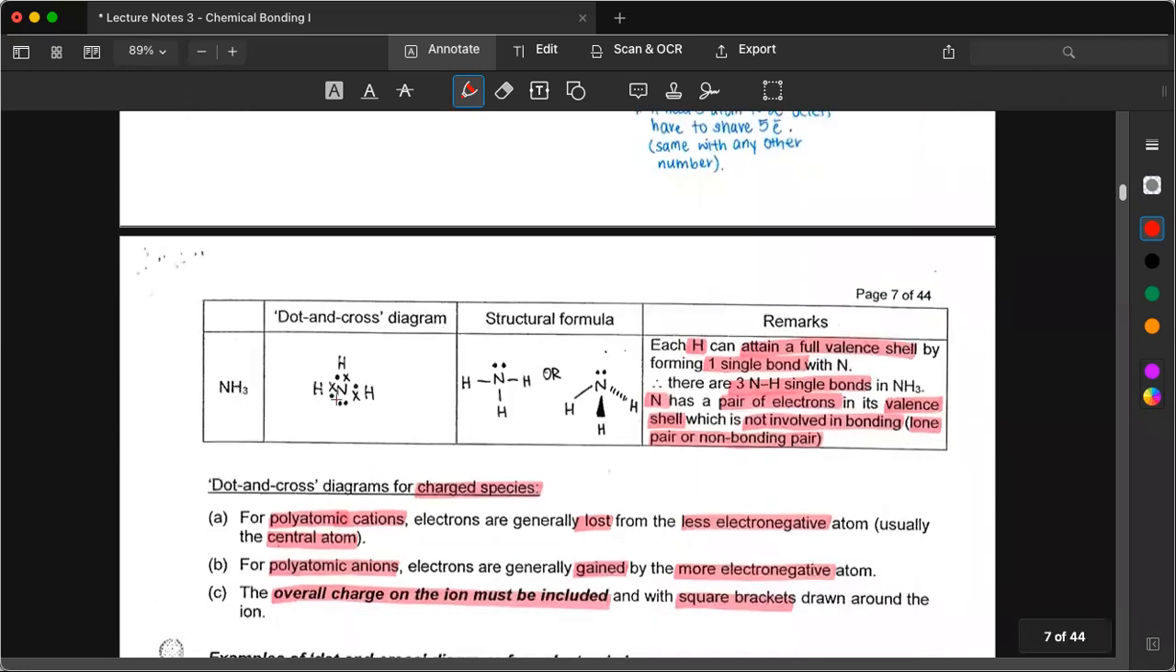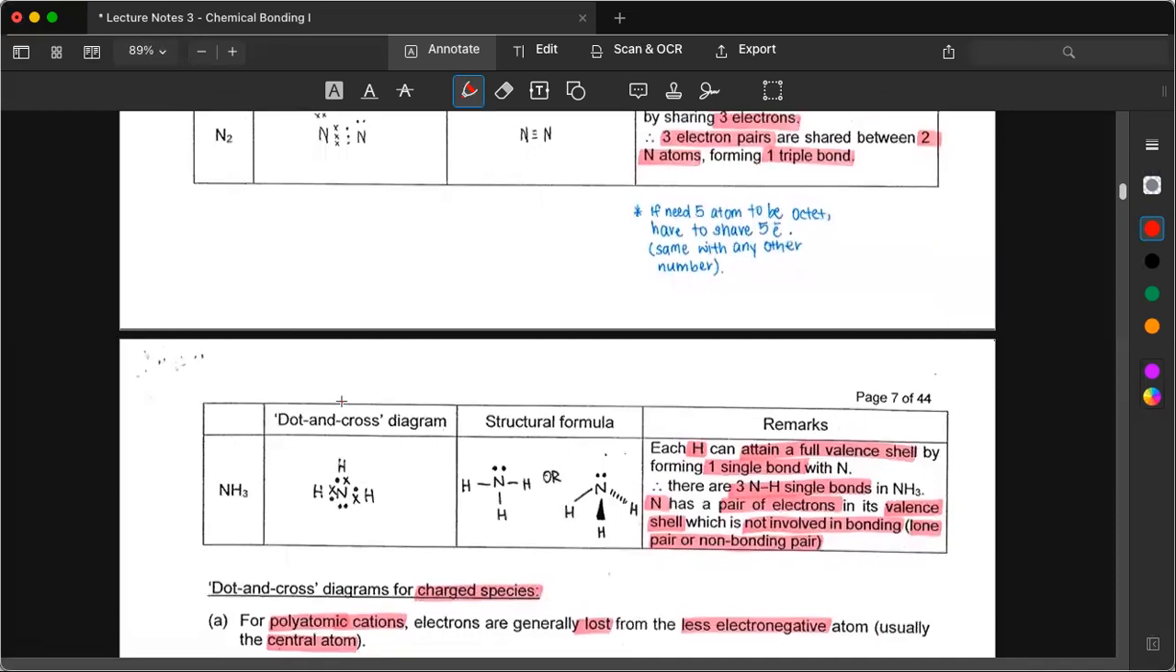For NH3, the nitrogen is a central atom. Each hydrogen can achieve a full valence shell by forming 1 single bond with nitrogen. There are 3 N-H single bonds in NH3. N has a pair of electrons in its valence shell, which is not involved in bonding.